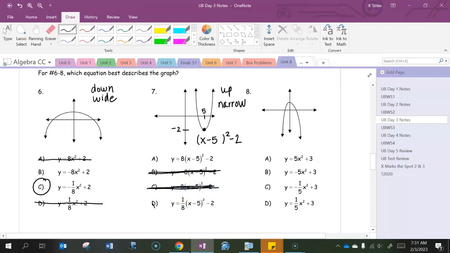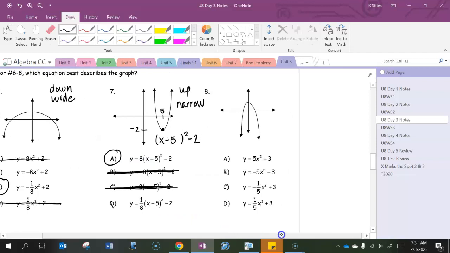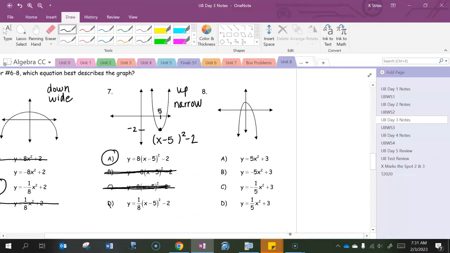Which brings us to A and D. So I have 8 versus 1/8. So again, a fraction is going to make it wide, so A would be my answer here. Okay, and finally, number 8, this is opening down. So again, go find those A values that are positive, get rid of them. And then I would say this is more narrow as opposed to wide. And so we're looking for a number bigger than 1. That's my 5. Again, that negative just means it's down. So this will be B.